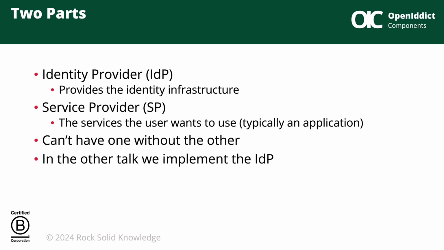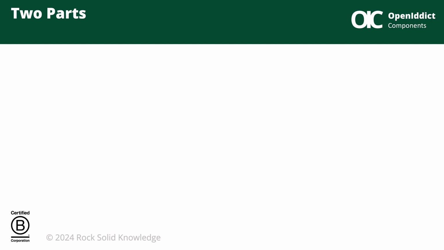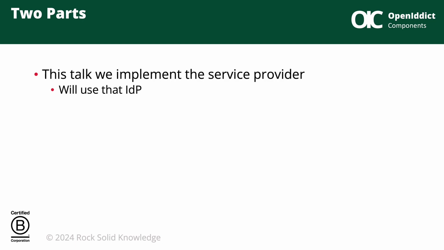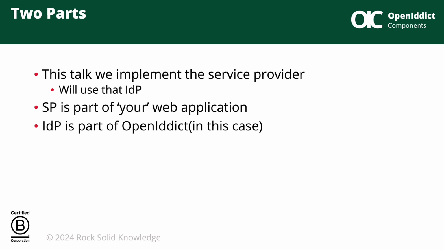So in the second part of this talk, we'll implement the IDP. But in this part of the talk, we'll implement the service provider. Now, a service provider can't work without an identity provider, so in this talk, we'll use the identity provider that we'll implement a little later. For the service provider, we'll implement a web application, and we'll integrate the service provider into that application. For the identity provider, we are going to use OpenIddict, and as I said, we'll implement that in the second part of this talk. Now, the identity provider doesn't have to be OpenIddict. It could be Identity Server, or Okta, or one of any number of SAML identity providers.